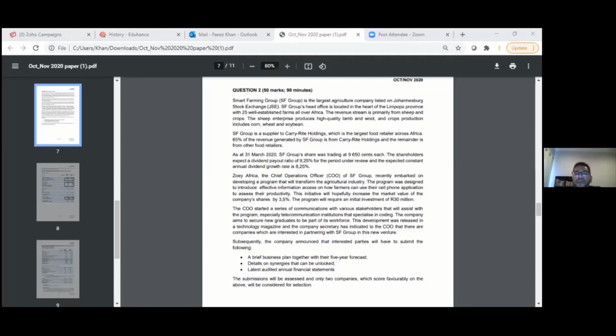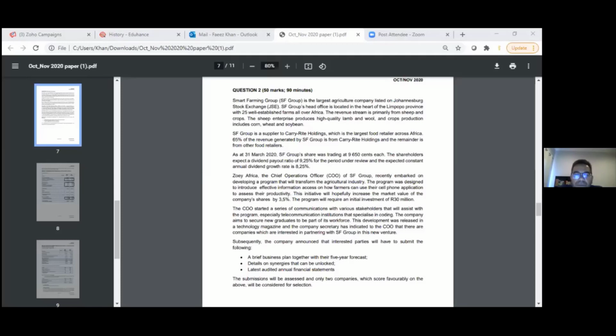The fourth important point is they're giving you a constant dividend growth rate of 8.25%. So just be on the lookout. We may have to use a dividend growth model somewhere in this question, because we got quite a bit of information relating to dividends. Now let's move on.